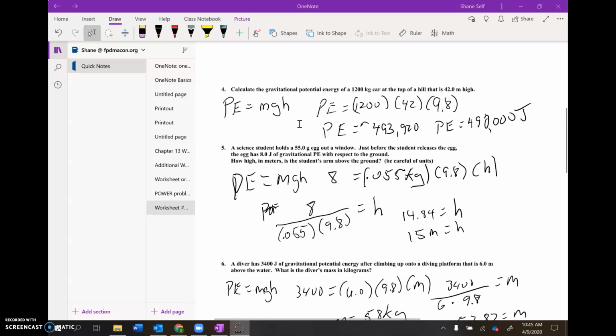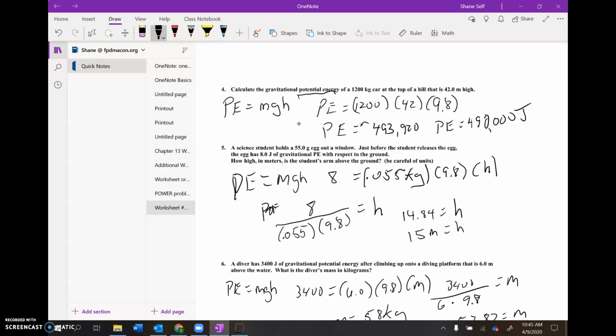Number 4, calculate the gravitational potential energy of a 1,200 kilogram car at the top of a hill that is 42 meters high. Well, right off the bat, you know they want potential energy. The formula for potential energy is mass times height times acceleration due to gravity, little g. And we have all those in these problems.